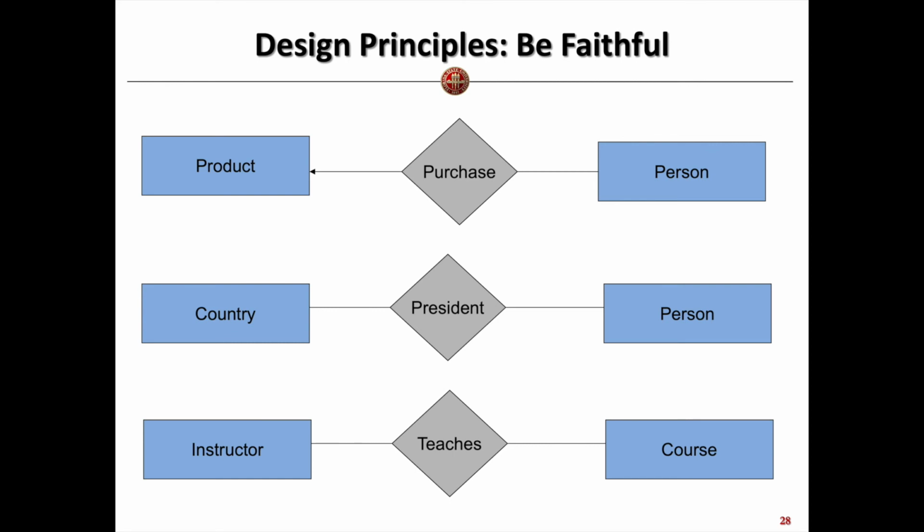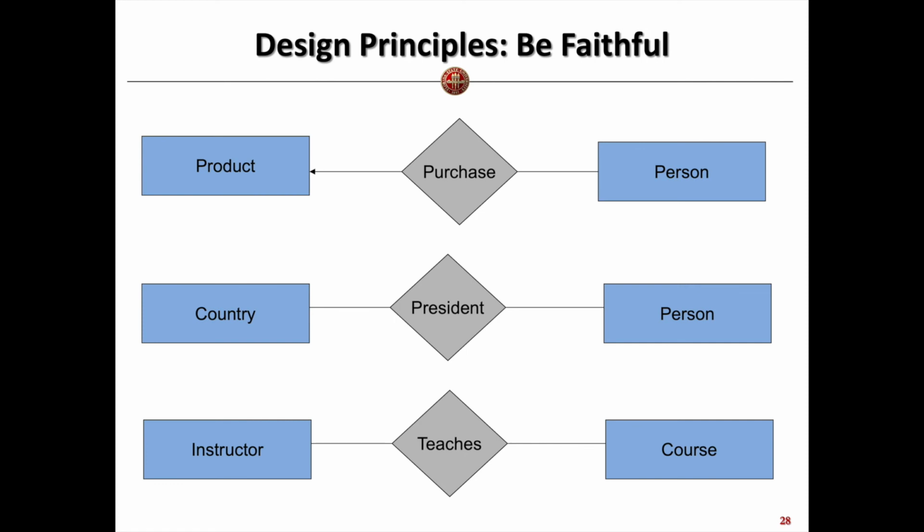In the ER model design, we have some basic rules or principles we need to keep in mind. The first one is to be faithful in our design for the ER models. Whenever we model real-world applications, we need to ask ourselves what information we have, as well as the constraints on both the entities and the relations. On this page, we show three very basic examples of the ER model design.